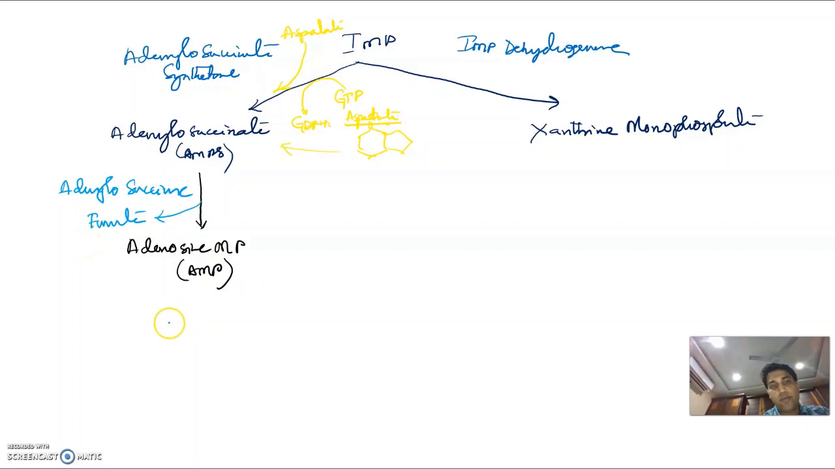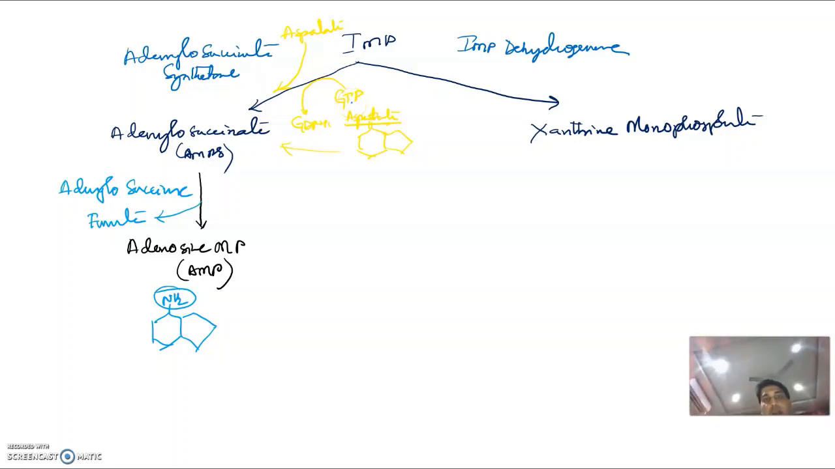is adenosine monophosphate. So how exactly will it look? It will look like this. This amino group has come. Okay, this amino group has come and it has now become adenosine monophosphate. Important thing for you to remember here is this: there is requirement of GTP at this step.